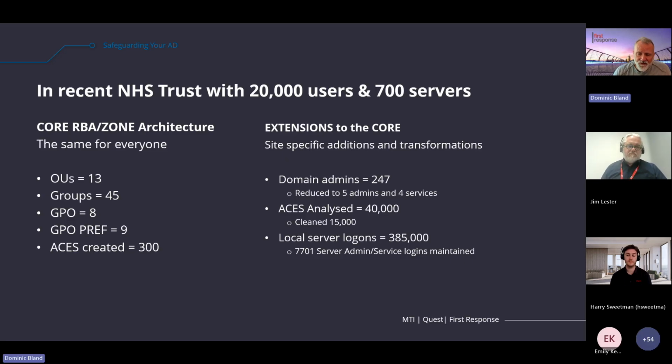There were 247 domain admins when we started. There were 5 admins and 4 services when we finished putting in the domain boundary, the higher of those 2 boundaries. When we surveyed the server base, there were 385,000 connection points between users and server administration. So there were 385 potential server logins that we had to assess, handle, and make sure they work. And when you do this work, you have to pick out what is necessary, what is functional, what is dangerous, and what is just legacy.